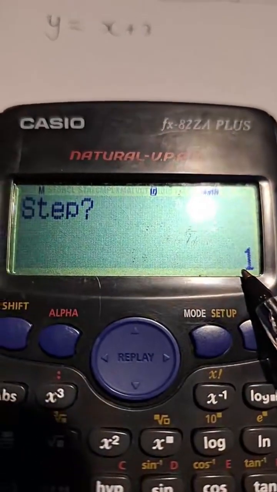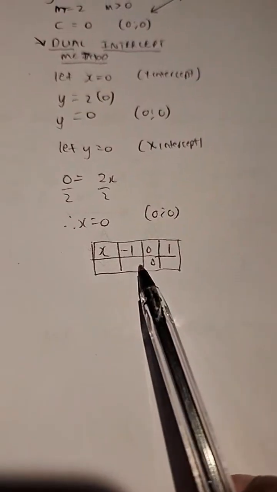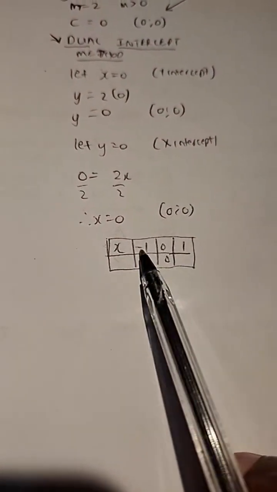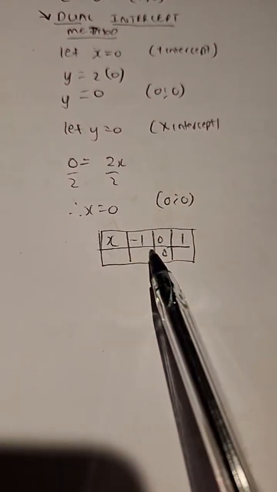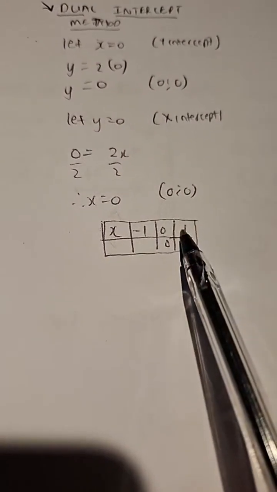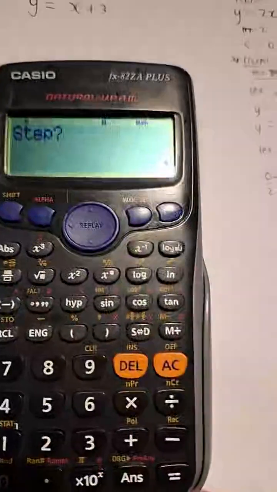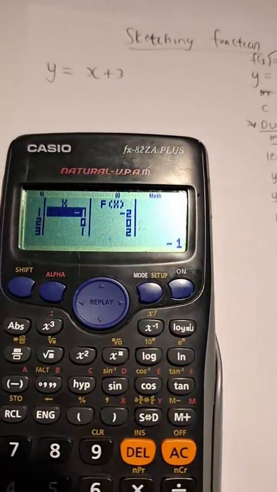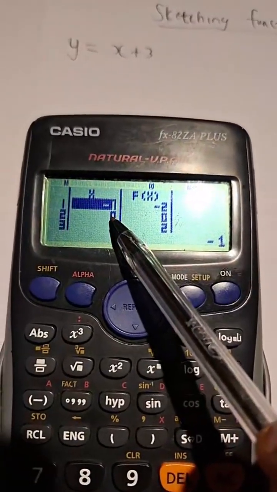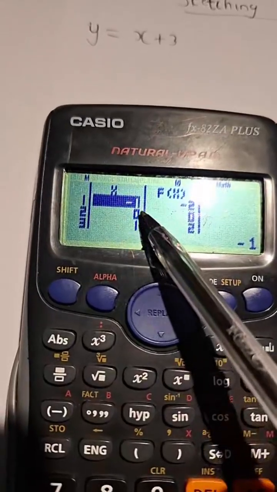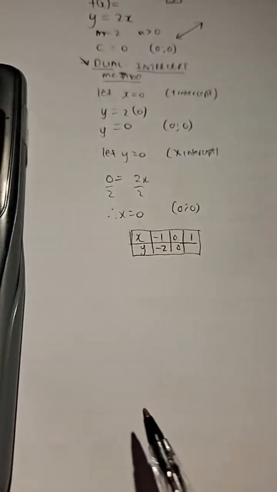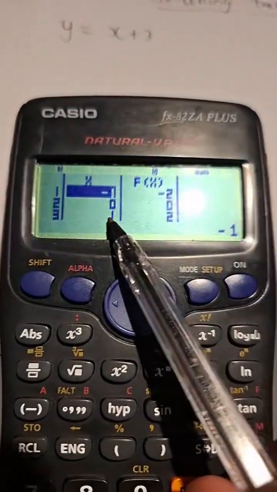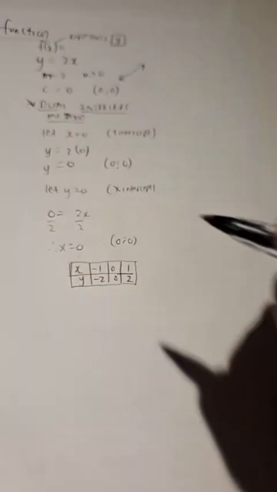Then my steps: as I move from -1, what is the step? Meaning, what is the difference between my values? I want the difference to be 1, because from -1 I want to move to 0, and from 0 I need to move to 1. So my step is 1. I say equal, and there's my table. Look at this now. When x is -1, f of x, which stands for y, is -2. When x is +1, y is +2.